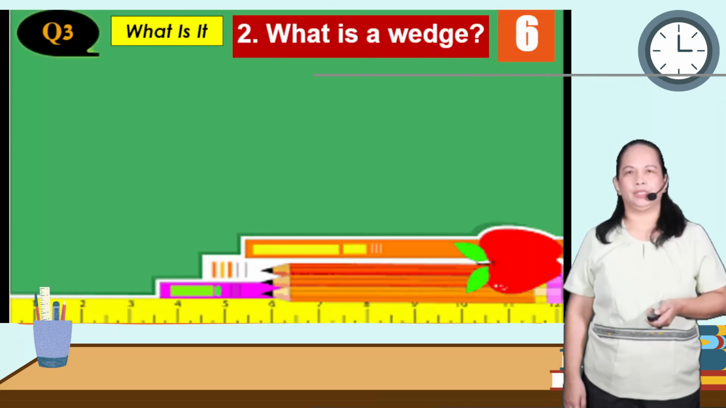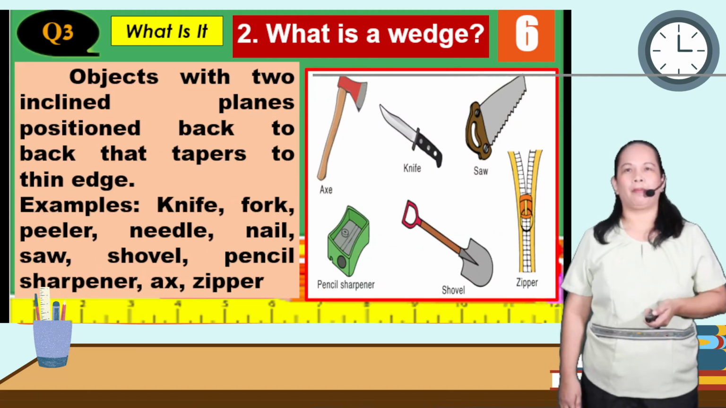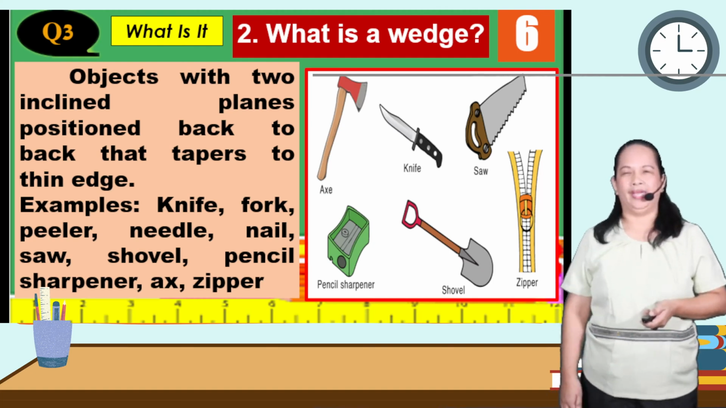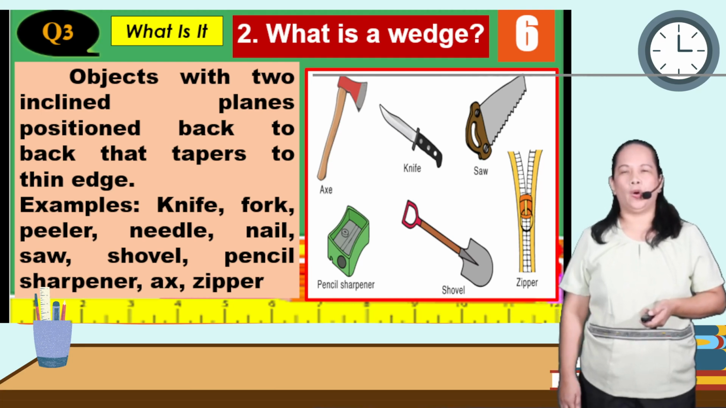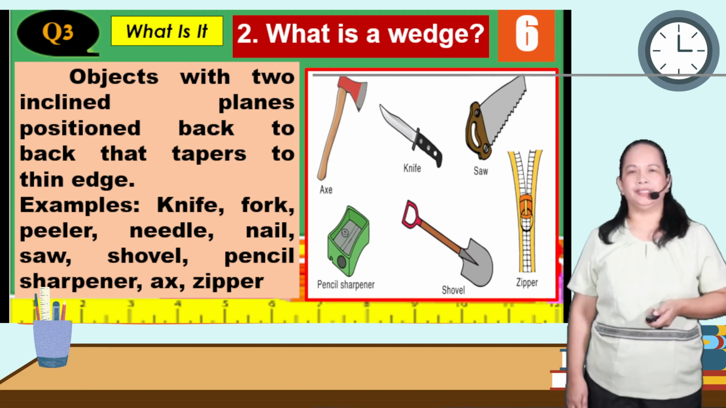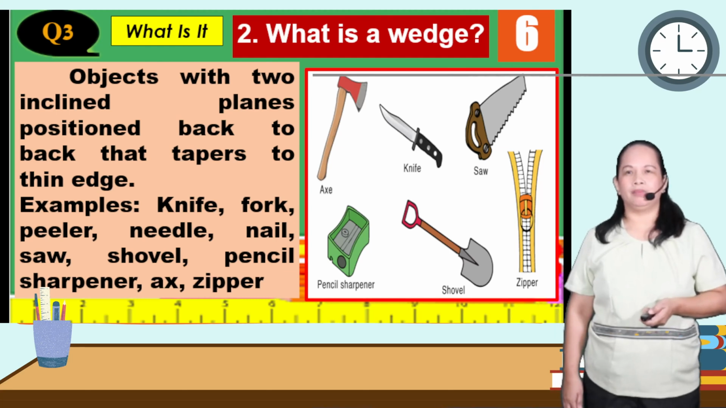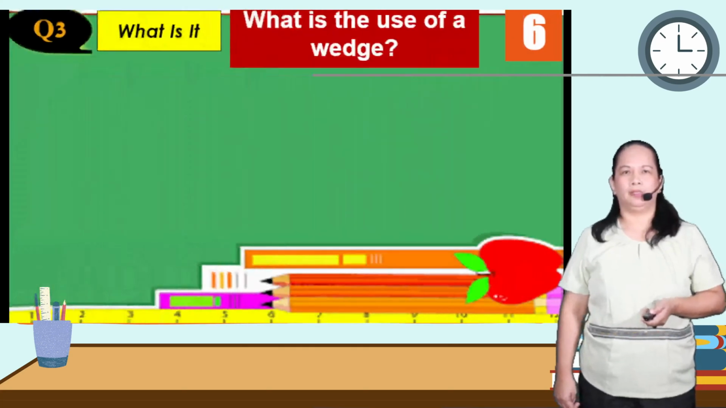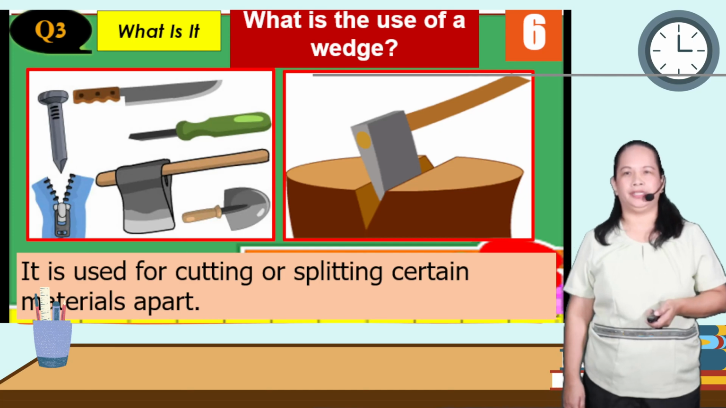What is a wedge? Objects with 2 inclined planes positioned back to back that taper to a thin edge. That is what we call the wedge. Now, here are some examples: the knife, fork, pillar, needle, nail, saw, shovel, pencil sharpener, axe, and zipper. Now, what is the use of a wedge? Yes, it is used for cutting or splitting certain materials apart.